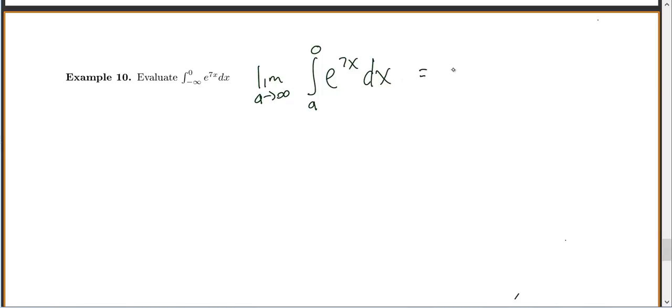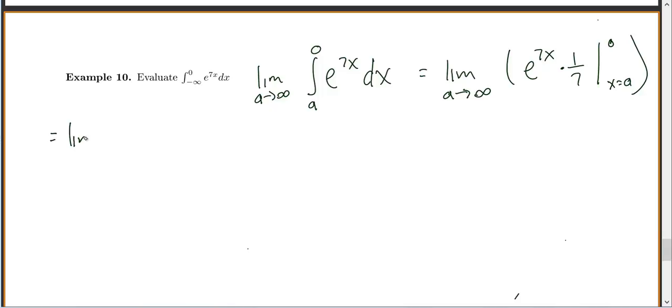Okay. So to integrate this, the integral of e to the 7x is e to the 7x times 1 over 7. And we want to evaluate this from x equals a to 0.